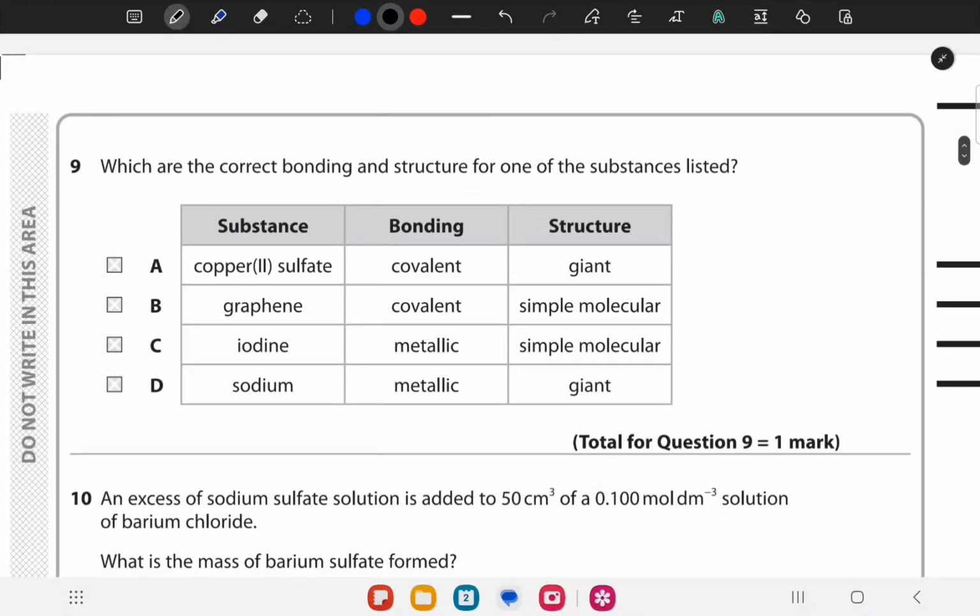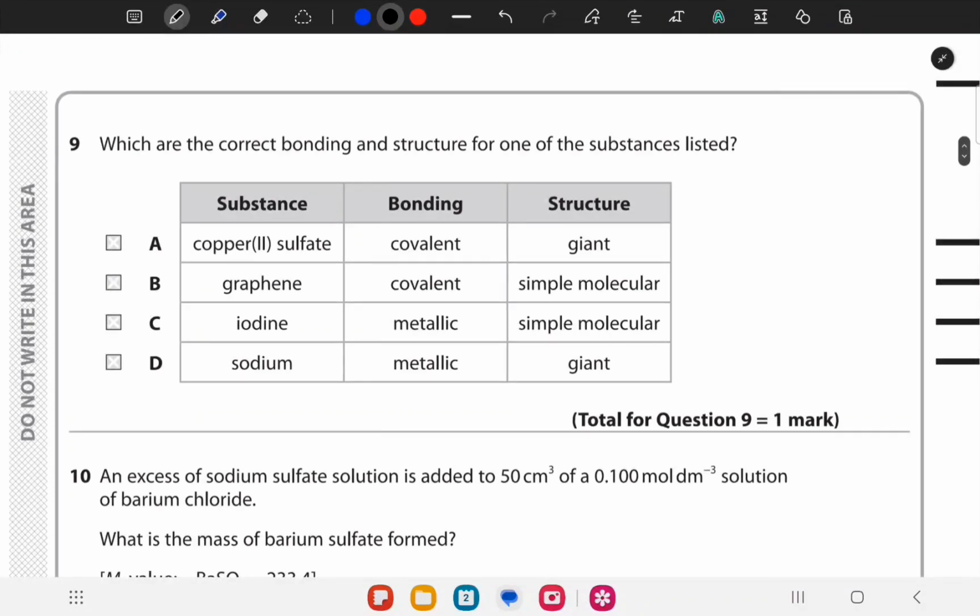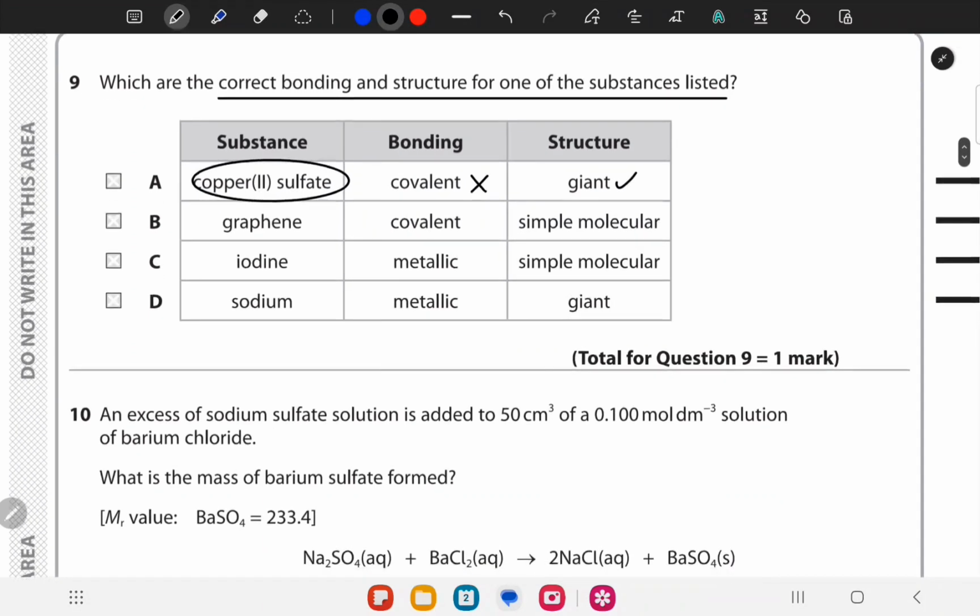Now moving to question 9, we have to choose which are the correct bonding and structure for the substances listed. Copper sulfate is an ionic compound, so this is wrong. All ionic compounds are giant, so this is correct. Graphene is a covalent compound, but it's not a simple molecular structure. It has a giant structure.